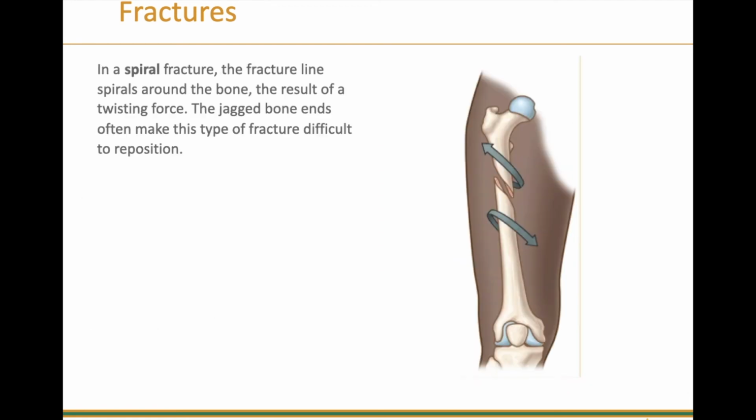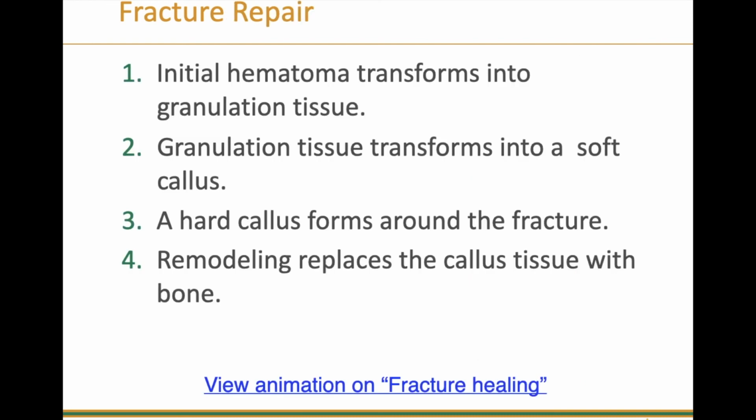Those are much worse. And then a spiral fracture is when the fracture line spirals around the bone, usually from a twisting force. These are harder to fix as well. Then the last thing is fracture repair. So let's watch this animation.